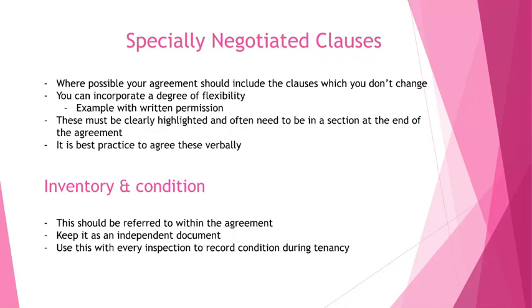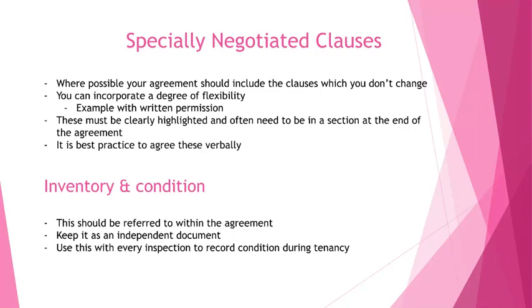Things like anything that's got a degree of flexibility, so if you need to require written permission, for example, no pets is a big one, but you specially negotiate with them that they can have one Labrador, for example. You could put that in the tenancy agreement, or you could leave it under the no pets and keep a separate written agreement of that negotiated clause. It must be clearly highlighted to them.